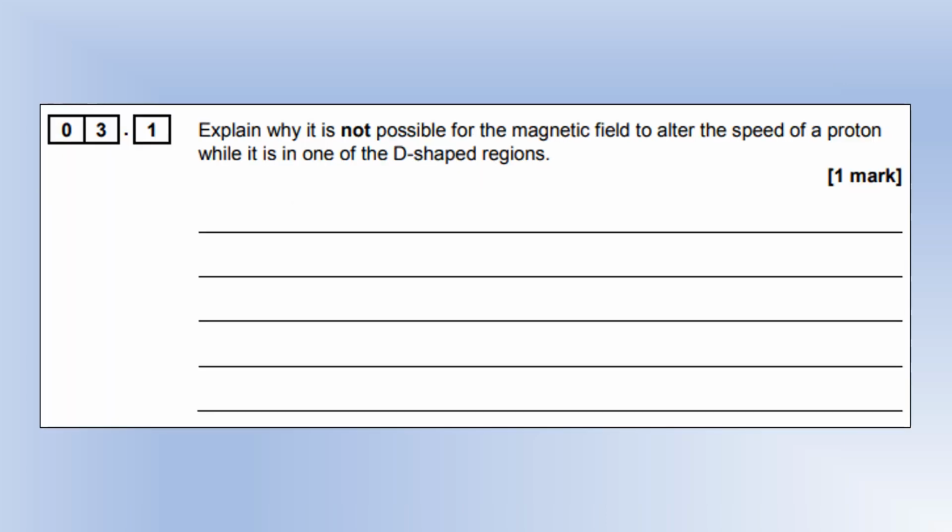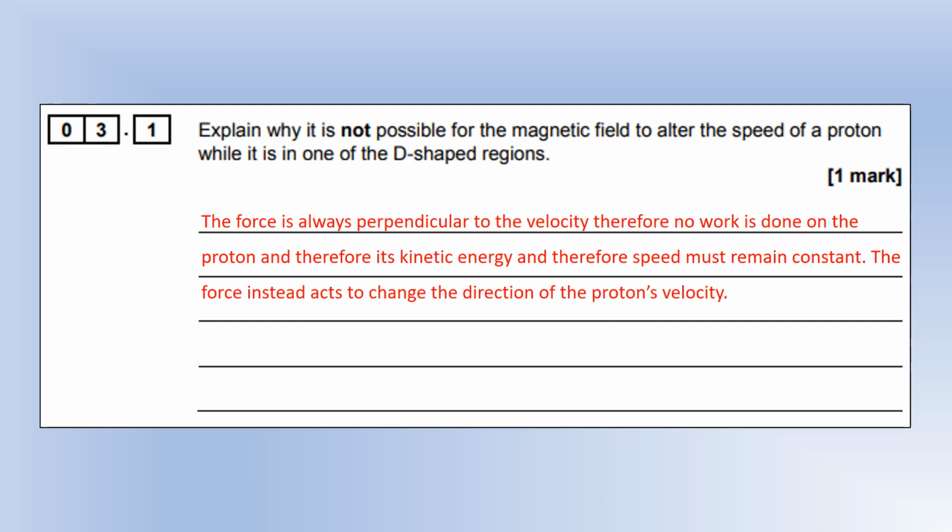Explain why it's not possible for the magnetic field to alter the speed of a proton while it is in one of the D-shaped regions. So the key to this is the fact that the force is always perpendicular to the velocity. Therefore, no work is done on the proton, so its kinetic energy and therefore speed must stay the same. So the force of the magnetic field acts just to change the direction of the velocity, but not the magnitude.